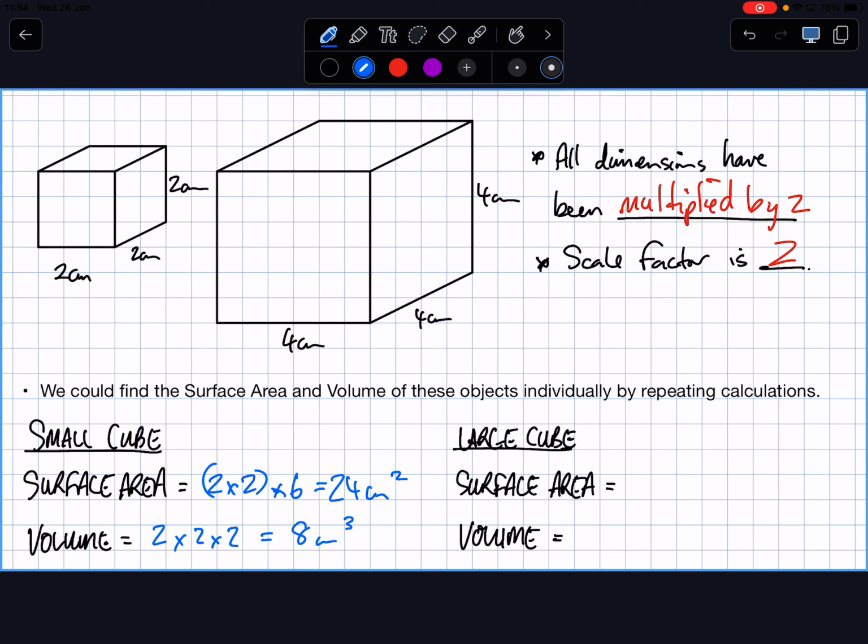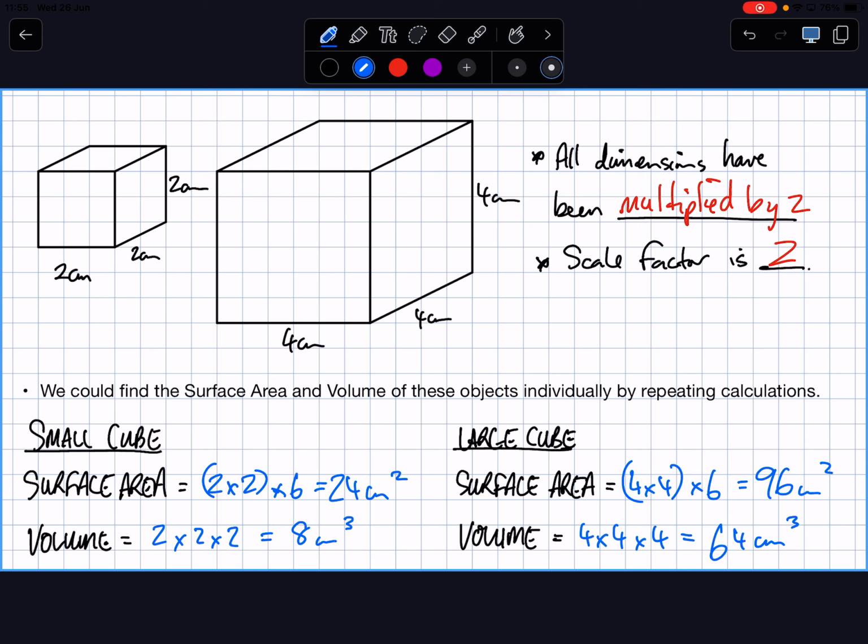So the volume is 8 cubic centimeters. I could do the same thing to find the surface area and volume of the large cube. Surface area is going to be 4 by 4. Then times that by 6. I don't know what 16 times by 6 is. I think it's 96. And the volume is going to be 4 times 4 times 4. 4 times 4, 16. 64. So you could do that, okay?